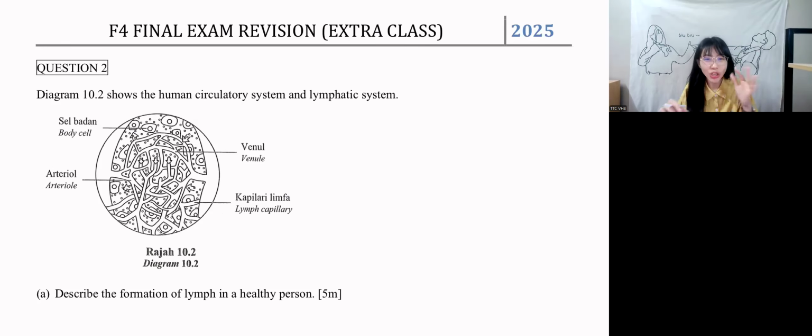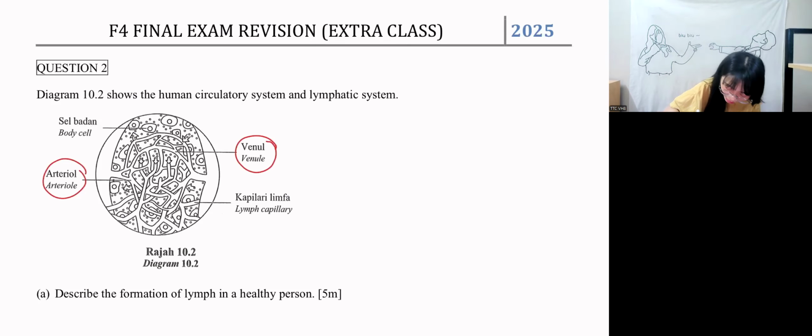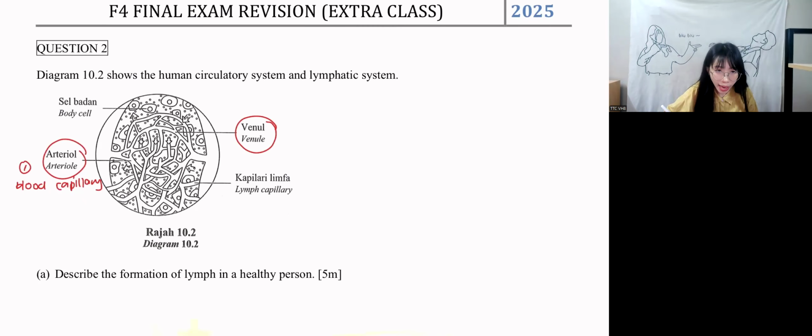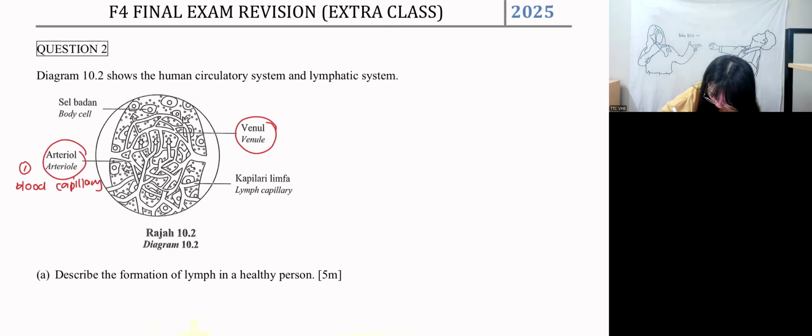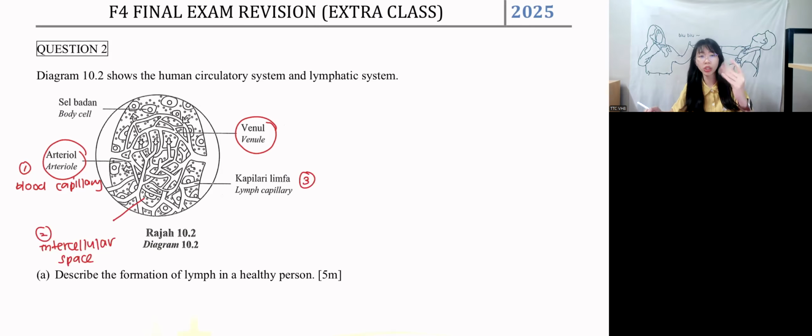Okay, now first, in your lymphatic system, we have three different parts. We start with the blood capillary. This is the arterial end. This is the venous end. We call this the blood capillary. Second, we have the space. Can you see in between there is a lot of space? Number 2 is the intercellular space. Number 3 is the lymph capillary. So we have 3 parts.